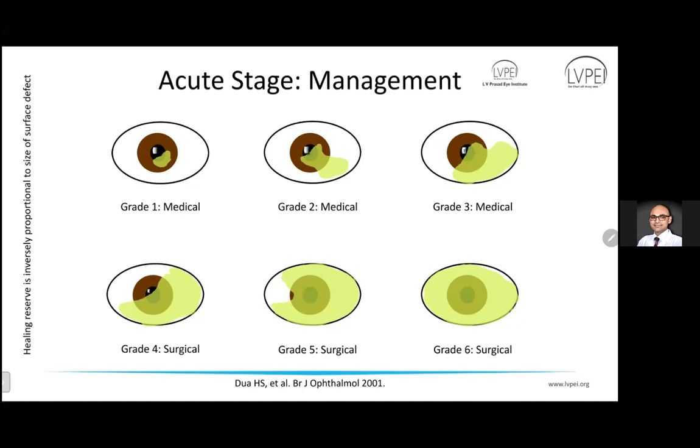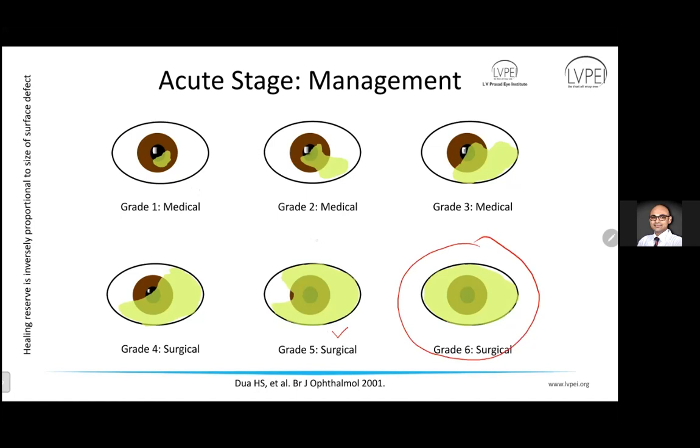Grade 3 it is a little bit more, and from grade 4, 5, and 6, it becomes more and more. So you can see here that there is some residual limbus from grade 1 to even grade 5. But in grade 6, there is no limbus left and there's no bulbar conjunctiva even left. The entire surface is taking a stain. So that's the more severe form.